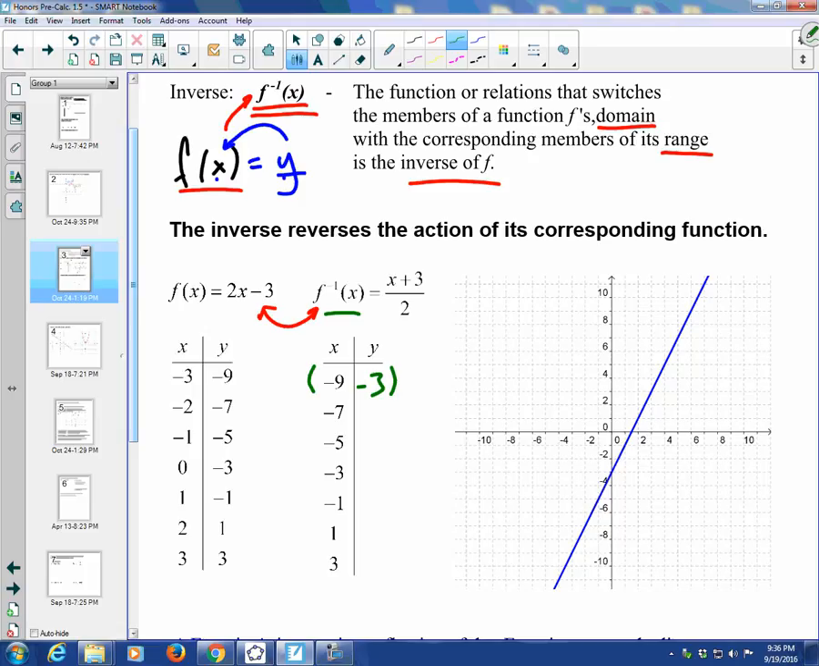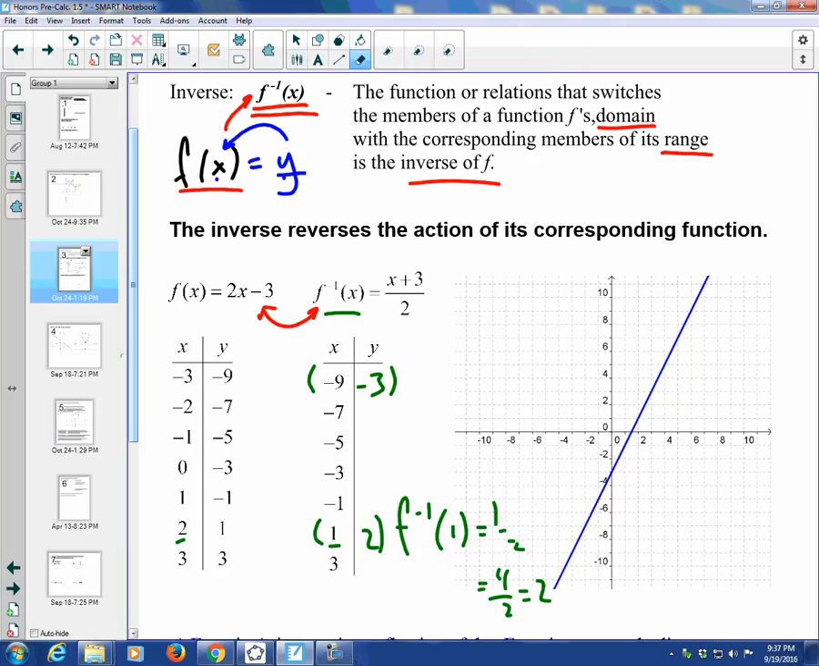Right here, if we plug in the x value of 1, we should get back the y value of 2 for the inverse. So right here, we can say f inverse of 1 is going to be 1 plus 3 divided by 2, which is 4 divided by 2, which gives us 2. And so right here, we are going to have the ordered pair (1, 2), which is, of course, the inverted ordered pair of (2, 1) for f. And right here, we can graph these 2 points.